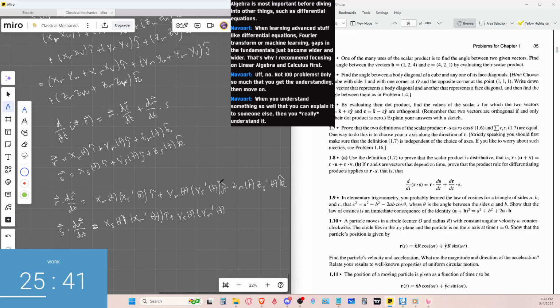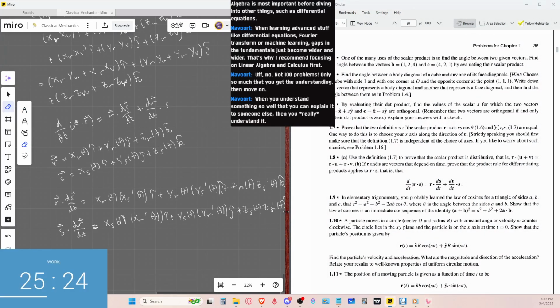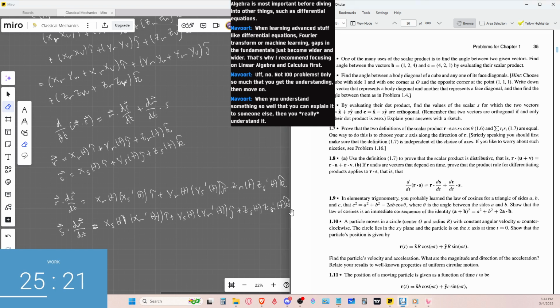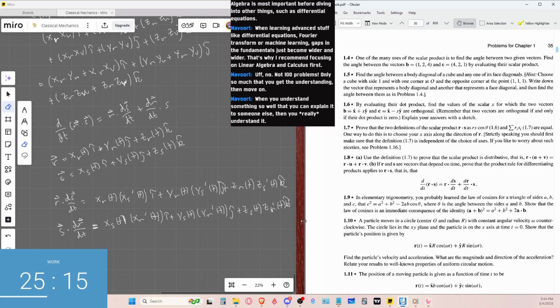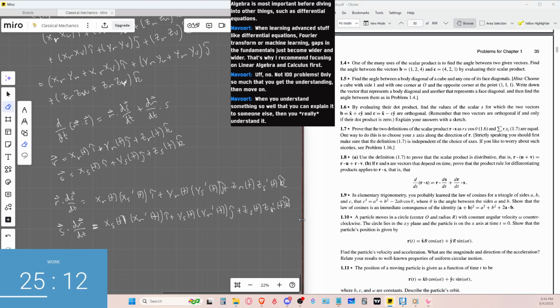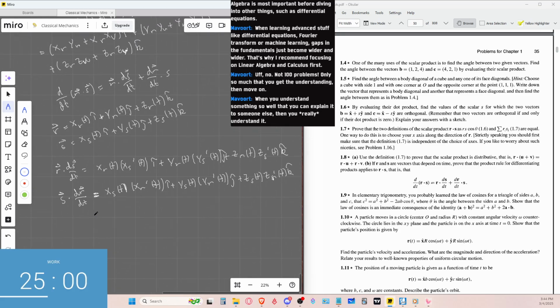Did I write J here? No, I didn't write J here. I just realized that. Oops. Oh, nope, that's not what I wanted to do. Shrink this a bit. Expand this a bit. Okay.